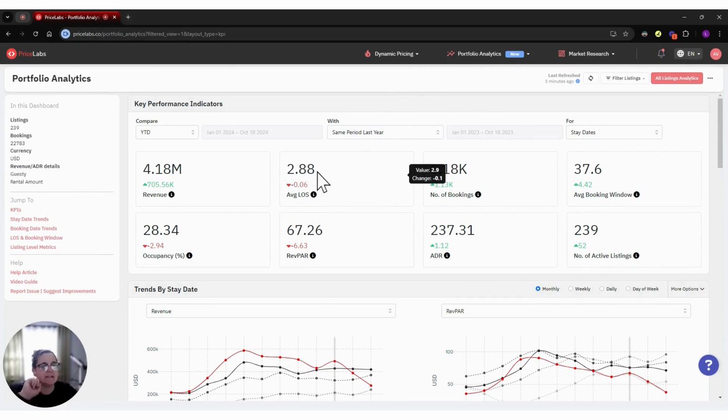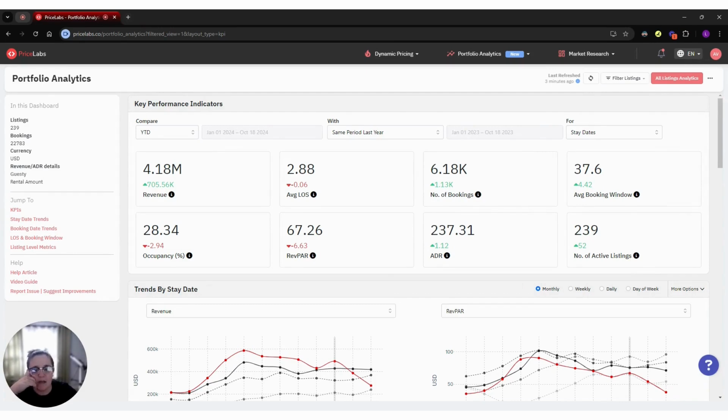And then additionally, length of stay is going to be 2.88 for the whole year. And that is actually down by just a smidgen compared to the same period last year. And so on and so forth. So this gives you a really good idea and lets you compare and contrast directly instead of having to look those numbers up individually and all of that good stuff.